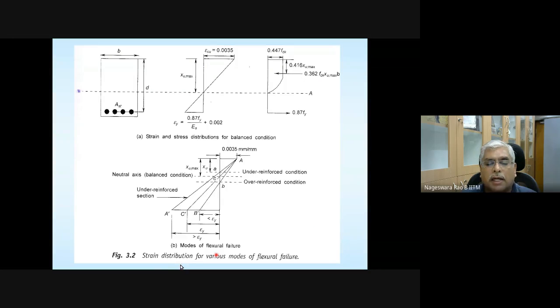Here it's written: strain distribution for various modes of flexural failure. Various modes in the sense of whether steel is going to reach its limit first, or concrete is going to reach its limit first, or whether the section is under reinforced, a balanced section, or an over reinforced section.